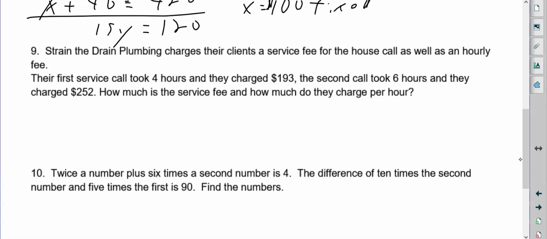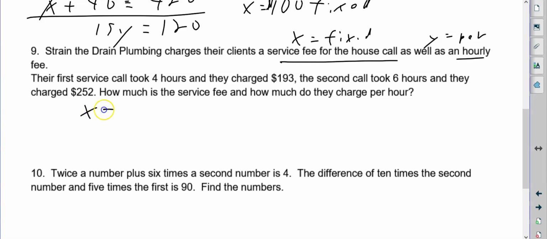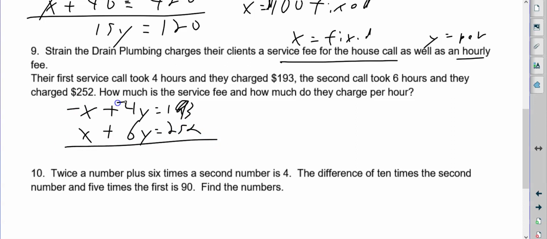Okay. So fee to show up and hourly fee. This is that fixed cost per cost again. So I'm going to say X is fixed. You could say house call. Y is hourly, or you could just say per again. Whatever, as long as it makes sense to you. So first call, show up, plus 4 hours equals 193. Second one, plus 6 hours equals 252. I'm going to do the same approach. I'm going to go with the smaller one, keep everything positive. Well, the answer is positive.